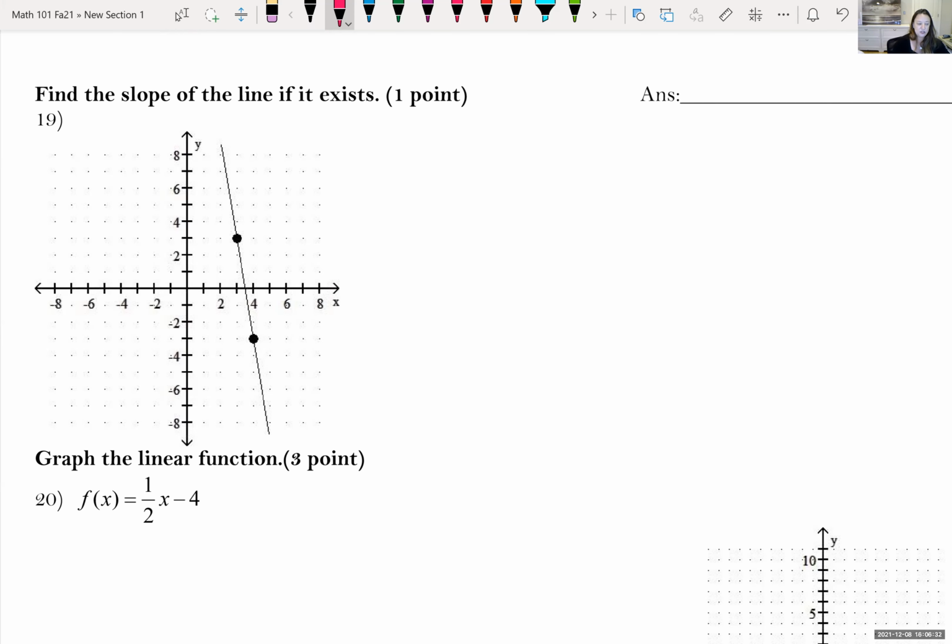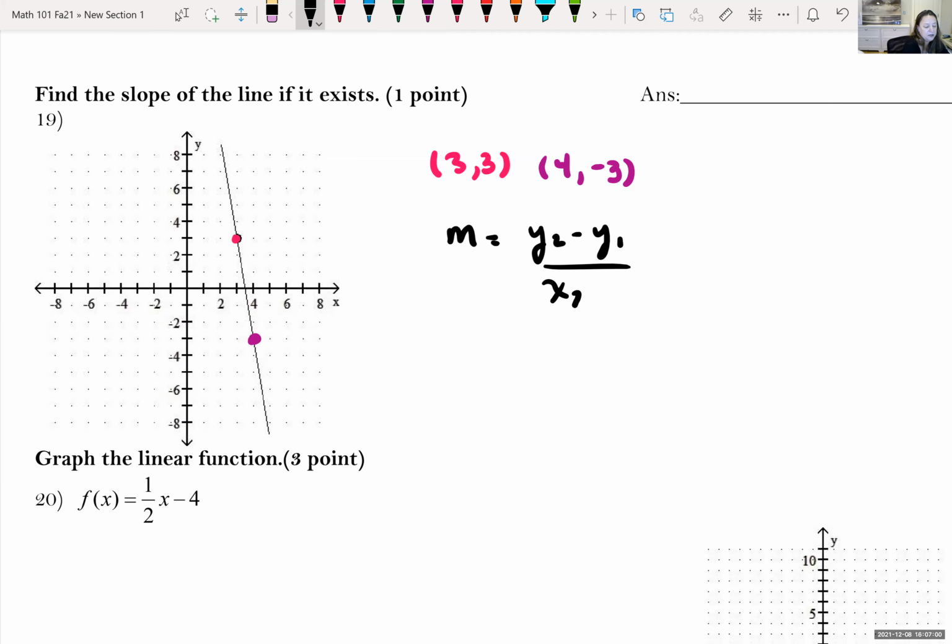You're given 2 points. There's a couple ways that we can do this. We could look at where the point is, and we can see that that point right here is at x is 3, y is 3. And then we have a point down here when x is 4, y is -3. So recall slope is rise over run, the change in your y value all over the change in your x value.